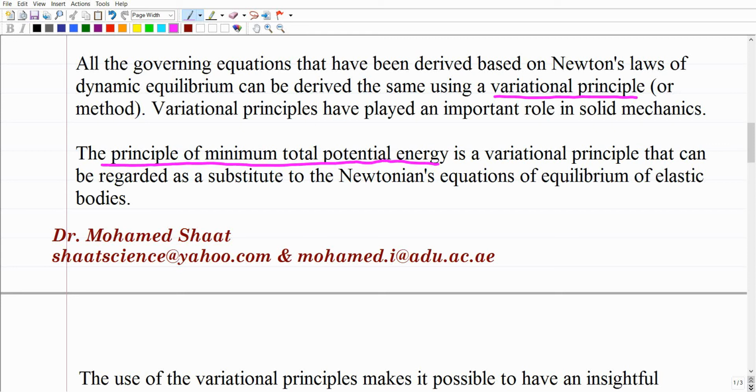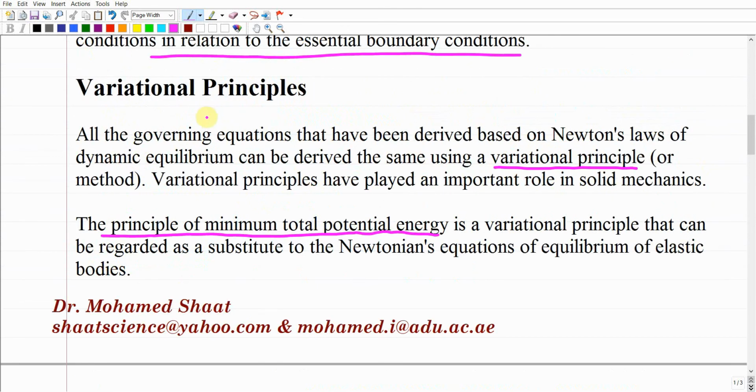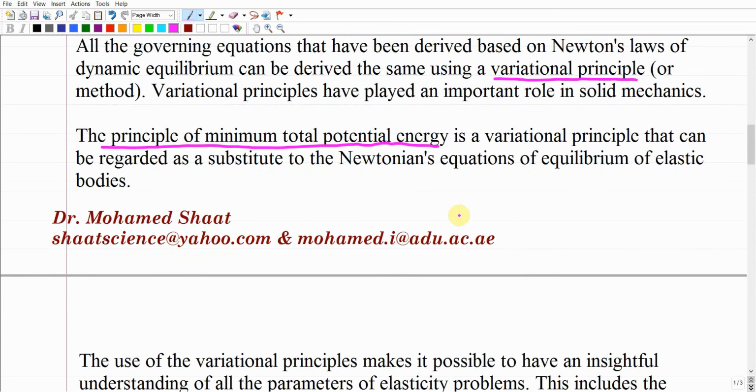All the energy methods are variational principles or variational methods that we can use for linear elasticity, or for solving boundary value problems of linear elasticity, as it's going to be clear. So one of them is the principle of minimum total potential energy that we are going to discuss here. This principle is a variational method that can be regarded as a substitute to the Newtonian equations of equilibrium of elastic bodies.